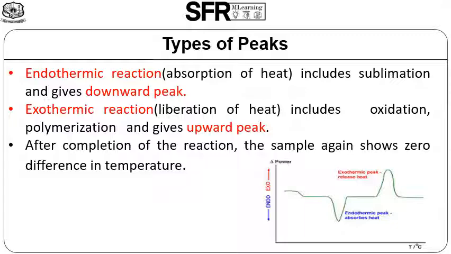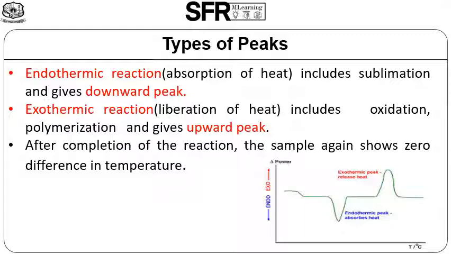Two types of peaks are generally noticed in the DTA graph. One is the downward peak, the other one is the upward peak. Downward peak corresponds to the endothermic reaction. What is an endothermic reaction? When we supply heat to the sample, it absorbs the heat. After absorption, sublimation, dehydration, decarboxylation, and some other reactions cause the downward peak.